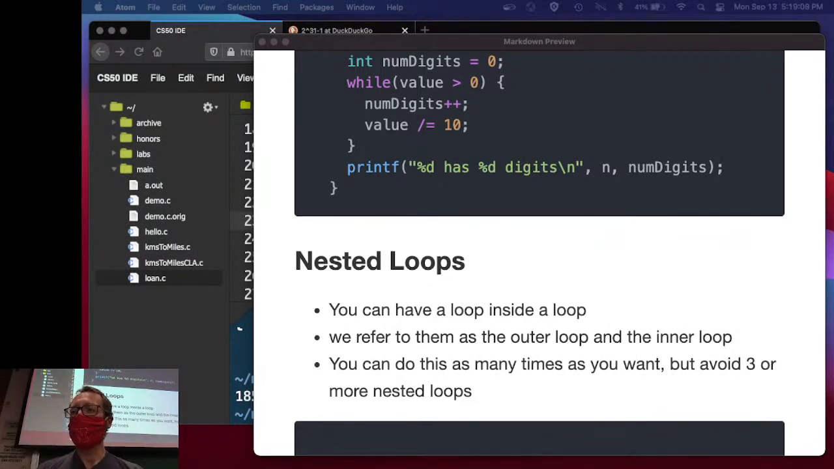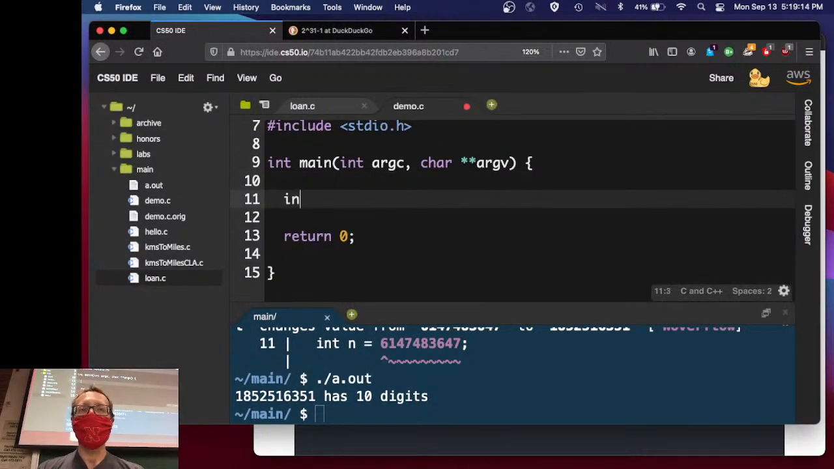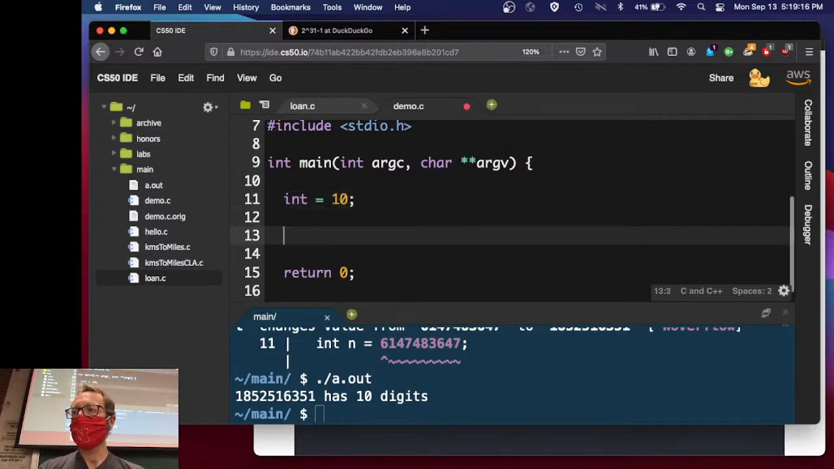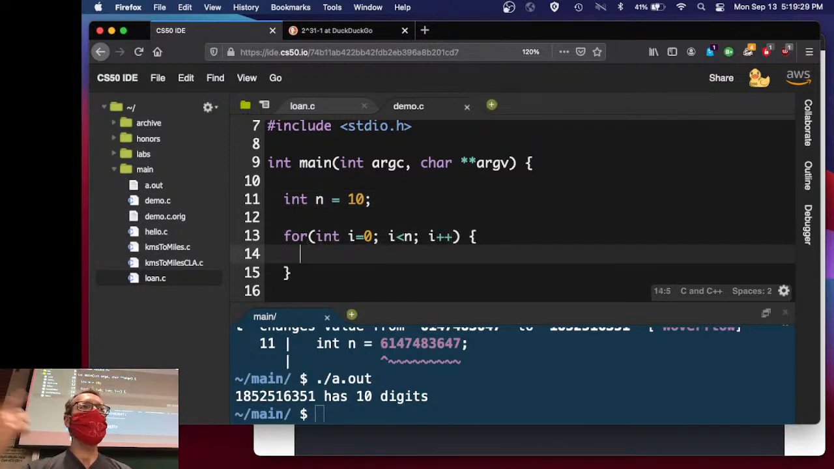And what I mean by that is, let's go ahead and write a nested loop here. I'll just go ahead and go with n is equal to 10. For i running from 0, i is less than n, i plus plus. Oops. I meant n is equal to 10. There we go. Now that's my outer for loop.